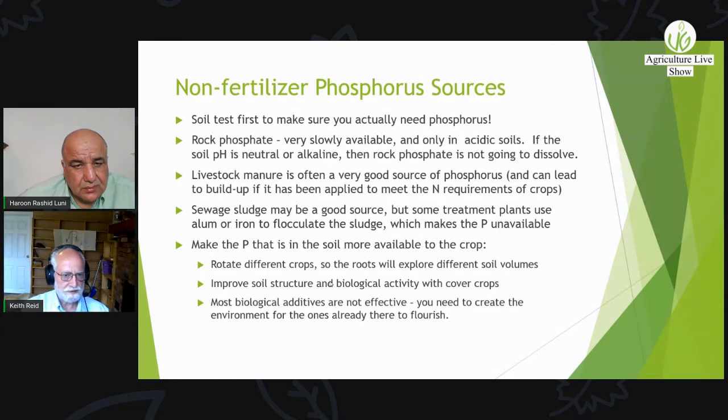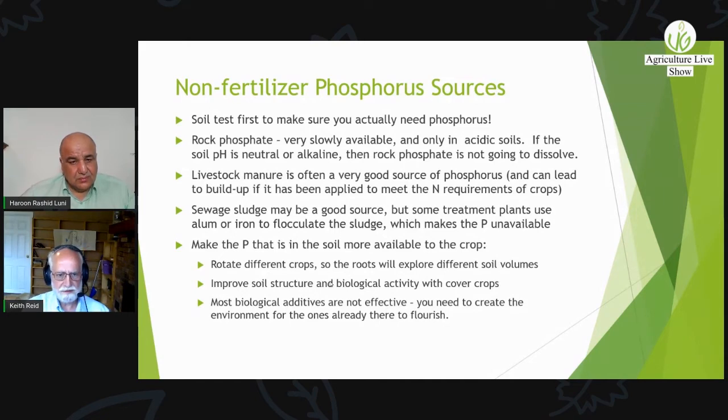Rock phosphate is a source that's available in some areas, but most of the rock phosphates are very insoluble and very, very slowly available, and even then only in acidic soils. So if your soil pH is neutral or alkaline, the rock phosphate is just going to sit there. It's not going to dissolve. It's not going to be a good source of phosphorus to the crops.